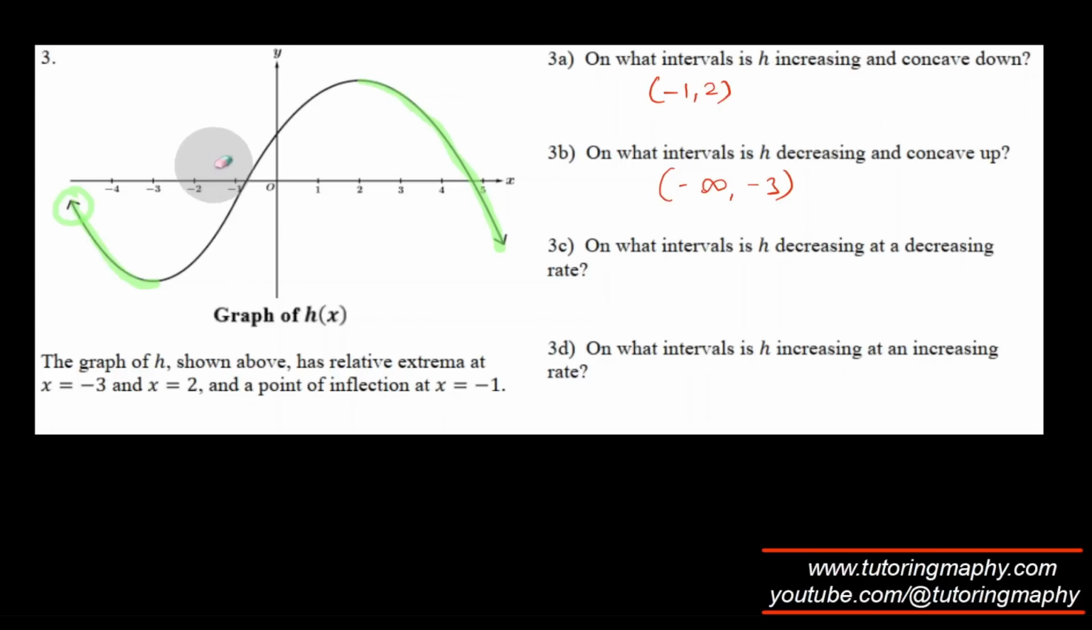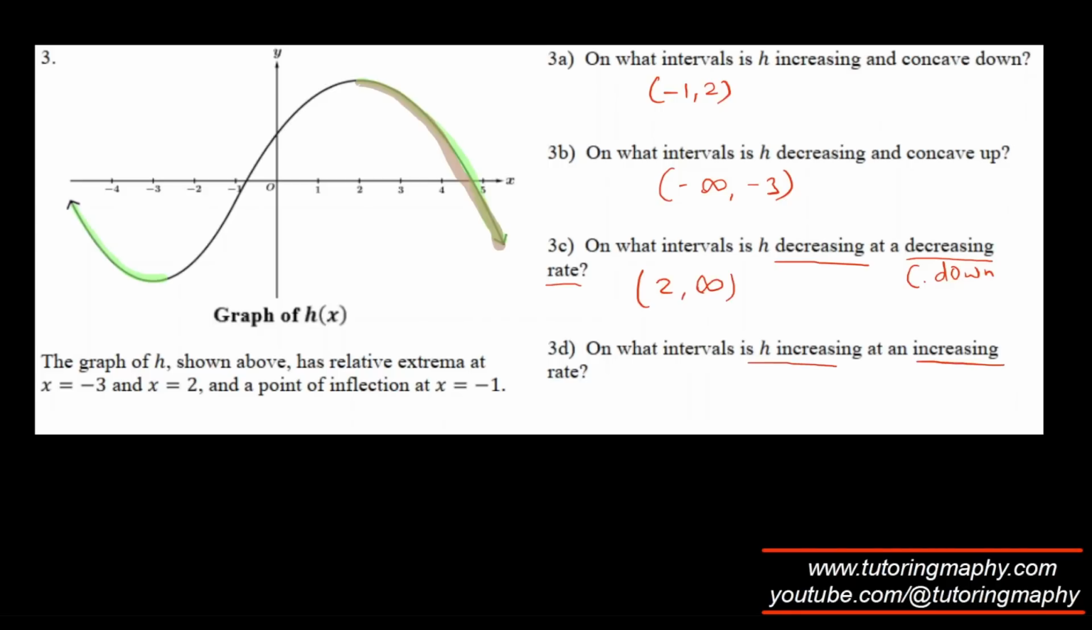Okay. On what intervals is it decreasing at a decreasing rate? They're just playing with the terminologies here. Decreasing at a decreasing rate means concave down, basically. Decreasing rate is concave down. So they are asking on which interval is it decreasing and concave down. So we just drew the decreasing part, right? It was here and here. And concave down, this is obviously concave up. Concave down is this portion. So it is from 2 to infinity all the way.